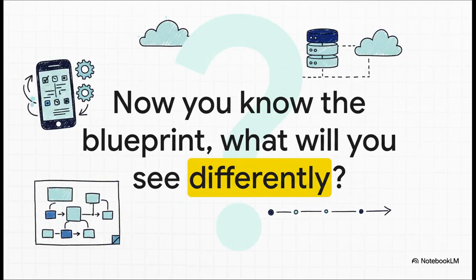So think about it. The next time your favorite app gets an update, you'll know it's not just some random change. It's probably a piece of that perfective maintenance we just talked about. You'll actually be able to see the blueprint at work right there behind the screen.